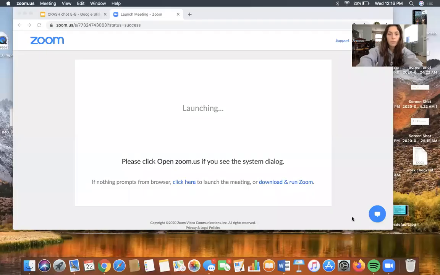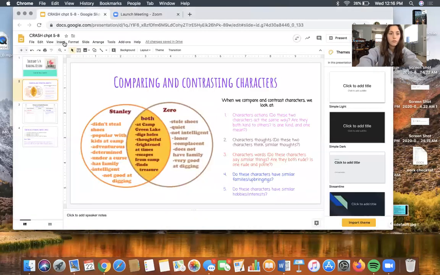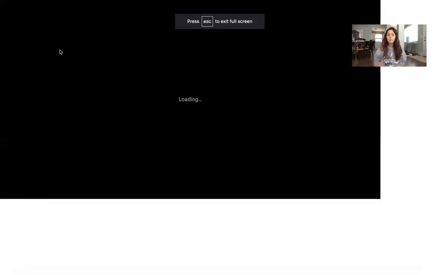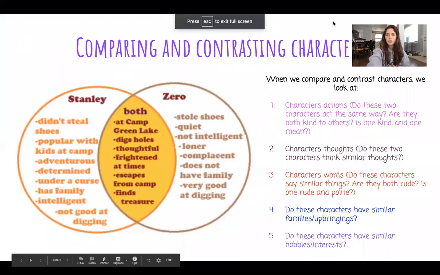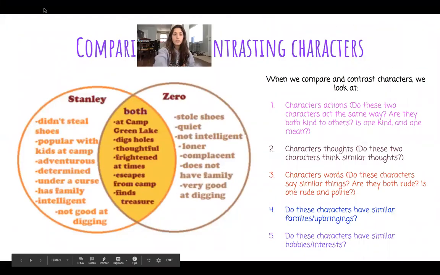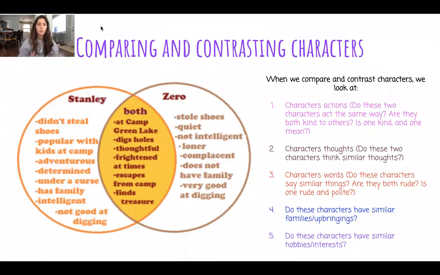So what I'm going to do is share my screen, and I'm going to pull up a visual for you. When we compare and contrast characters, there's a lot that we can compare and contrast about them. You can compare and contrast characters by saying one has interests in basketball and one has interests in soccer. Or you can compare their character traits. One is very friendly and one is very rude. So let's first look at right here.